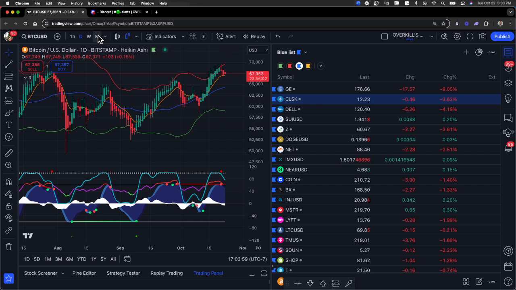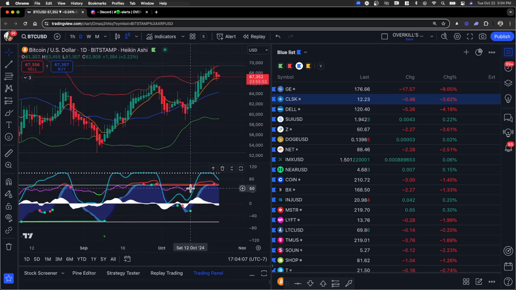You want to work from the top down. The monthly needs to hit first, then you get into the daily, and it's the same thing. You buy the pullbacks and the green dots down here, and then you either sell when that stochastic hits that white dotted line, or we get a red dot. That is the strategy in a nutshell.